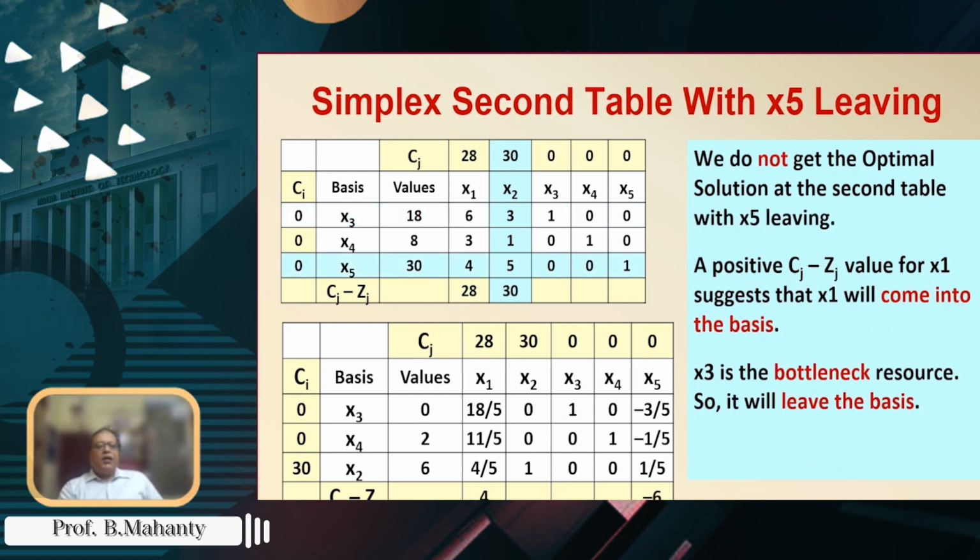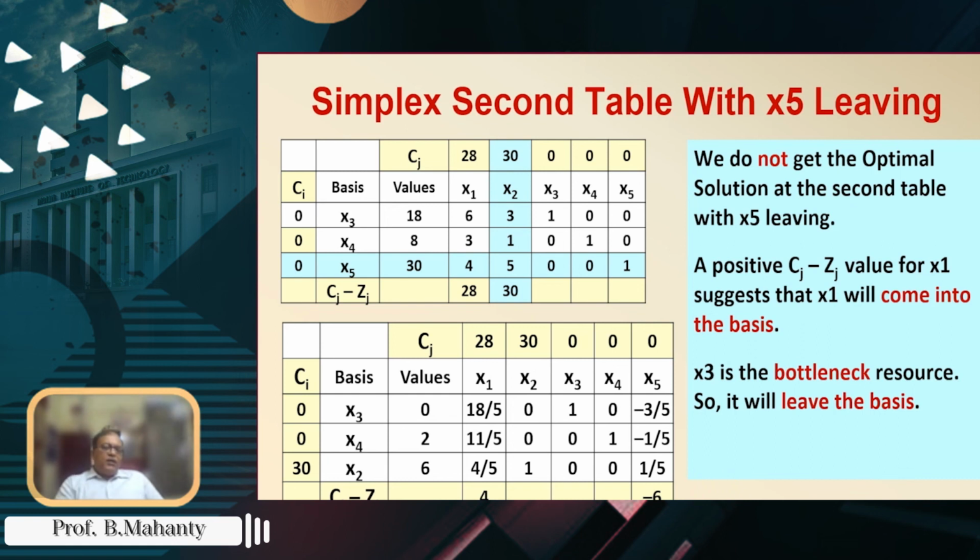All right. Suppose, in the very first table, when there was a tie between x3 and x5, if we had chosen x5 rather than x3, what would have happened? See, we do not get the optimal solution in the second table with x5 leaving. Very interesting. If we choose x3, we get the optimal solution in one go. If we choose x5, then we do not.